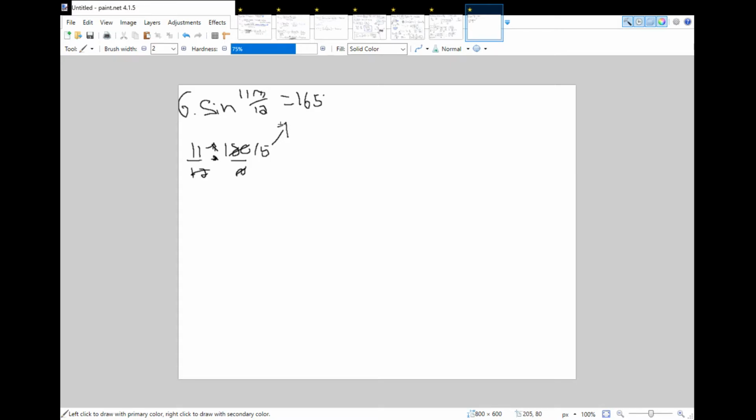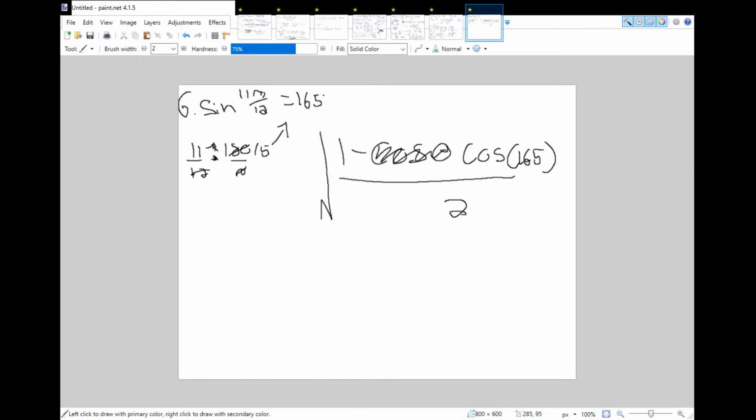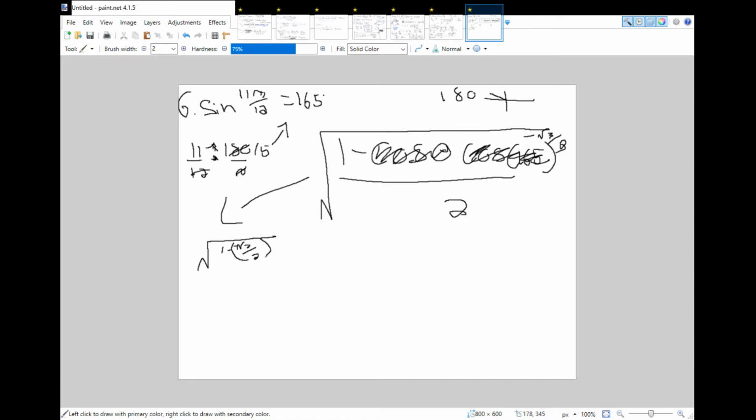Okay. So now we put this into the sine formula, and the sine formula is the square root of 1 minus cosine theta, or as I'm going to rewrite it, cosine of 165, all over 2. All under that. So once again, from my unit circle video, this is 180, so 165. It'll be 5 pi over 6, so that'll be negative root 3 over 2. So now if we bring this over here, it'll be under the radical 1 minus a negative root 3 over 2, over 2.